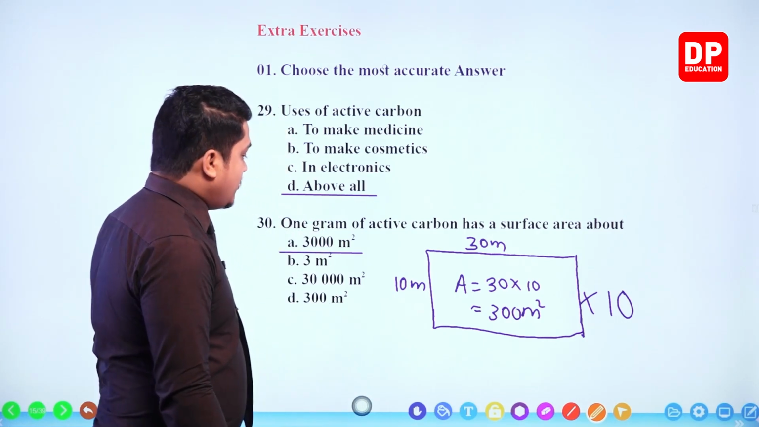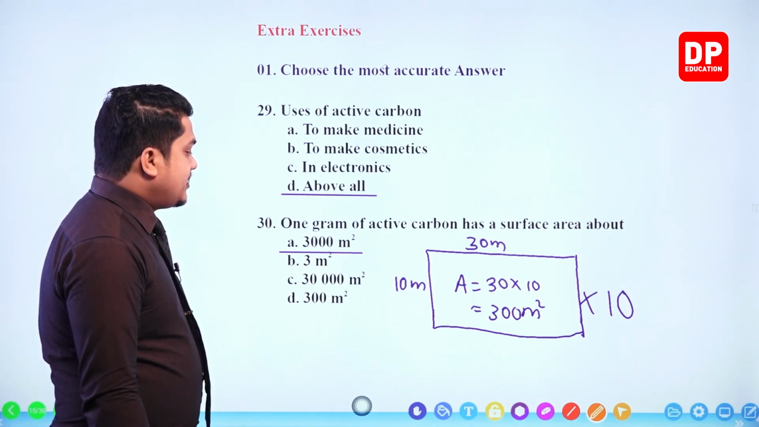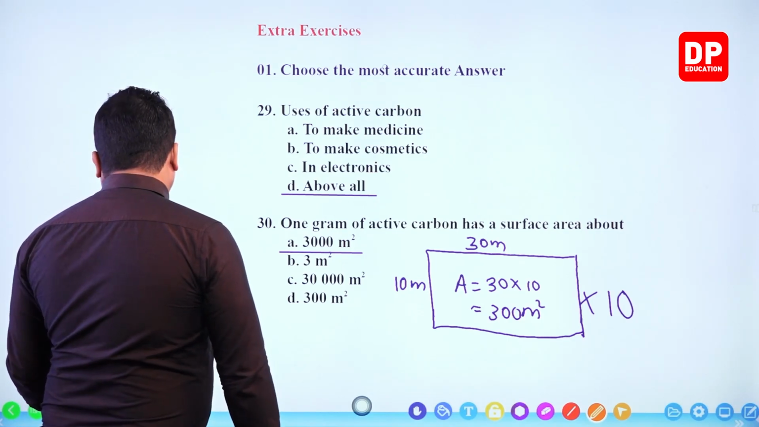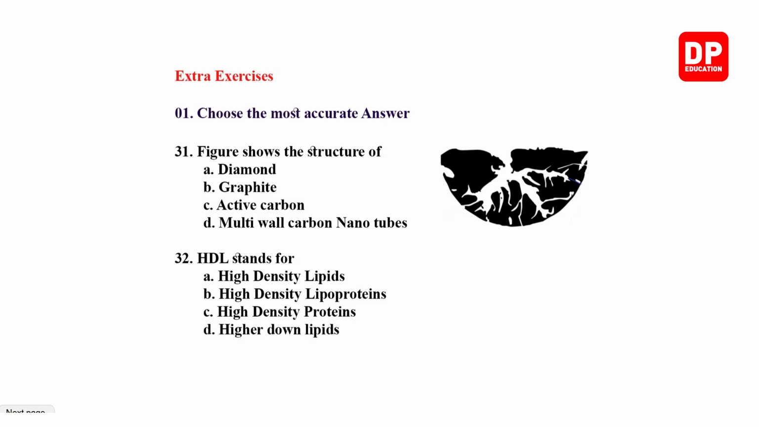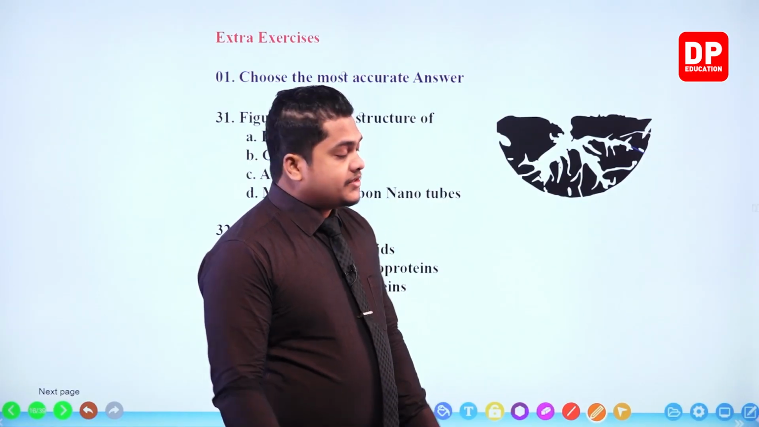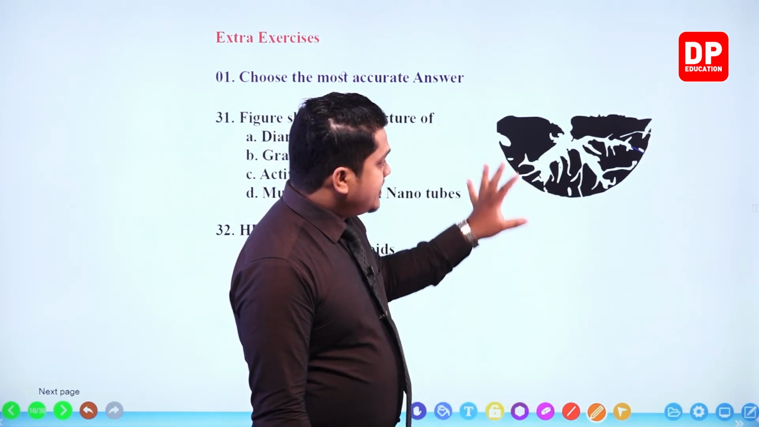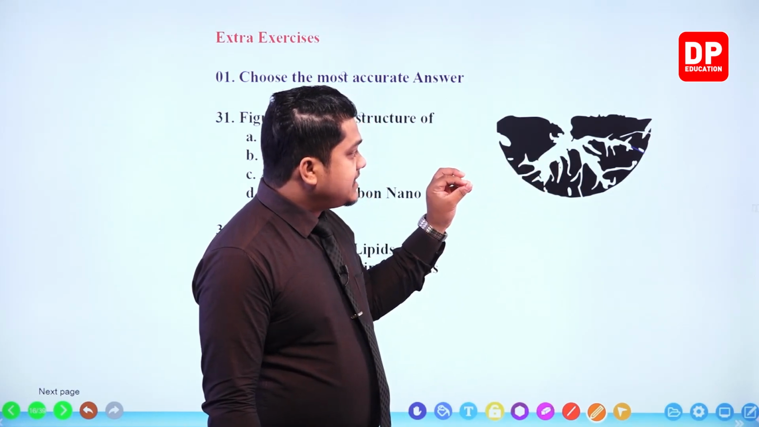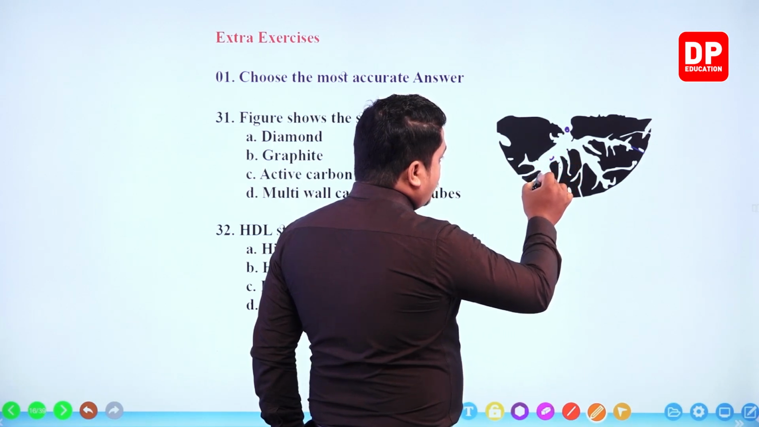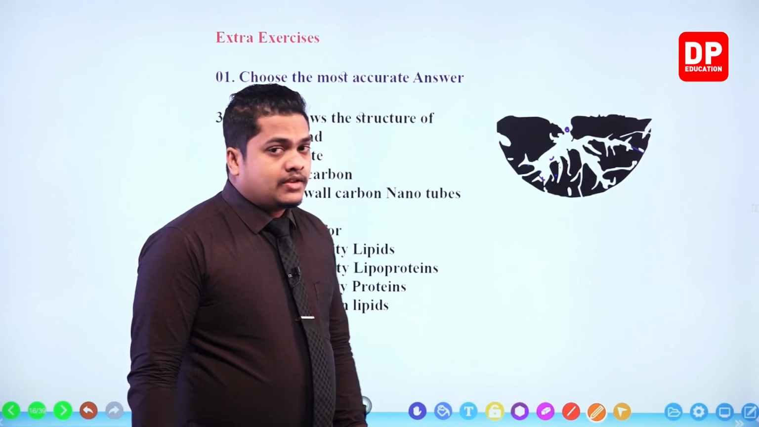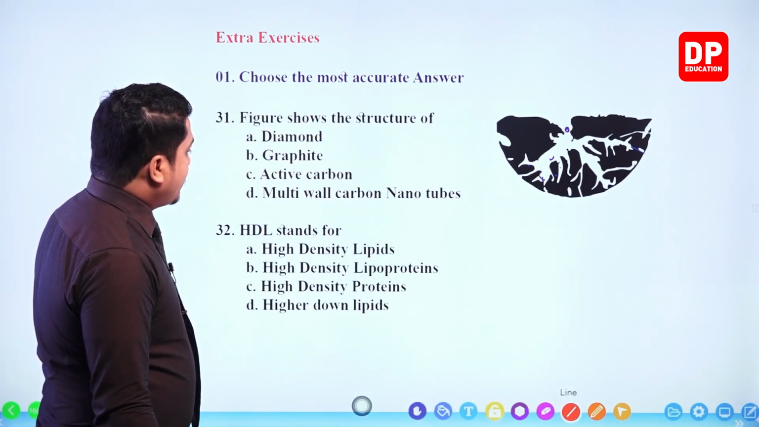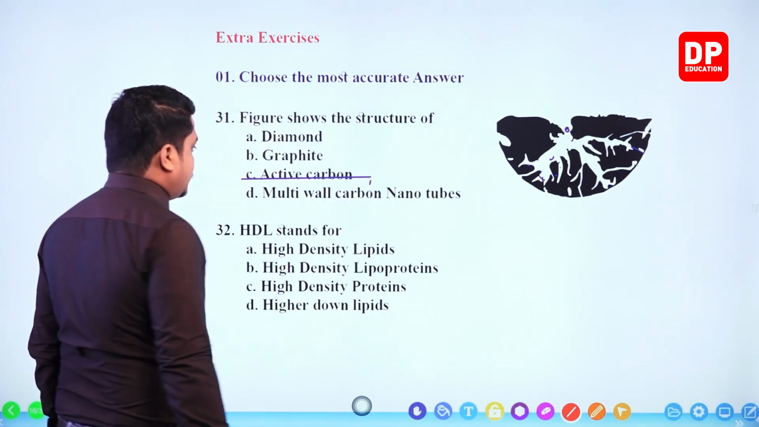So about 3000 square meters can be observed in 1 gram of active carbon, my dear children. Okay, next one, question number 31. The figure shows the structure of, now the figure. We were discussing active carbon in the previous questions. So this is the structure of active carbon, my dear children. As you can see here, active carbon contains different pores or smaller holes in the nanoscale. So these holes have the ability to attract things; when something falls, it goes deep within these pores and sticks there. So this is the structure of active carbon. Go for the answer that has active carbon, not diamond, not graphite, active carbon, my dear children. That is the correct answer.